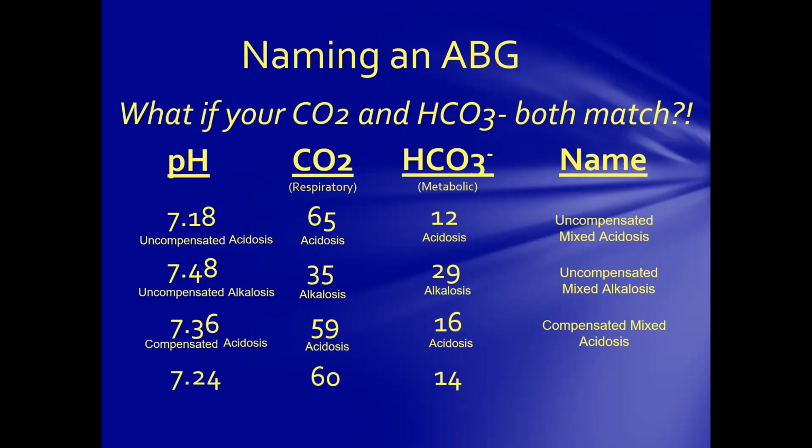If your pH is 7.24, your baby's first name is going to be uncompensated. Your baby's last name is going to be acidosis. With a CO2 of 60, Mr. Respiratory is acidosis. The metabolic or a bicarb of 14 means your metabolic name is going to be acidosis as well. Your baby's full name is going to be uncompensated mixed acidosis.